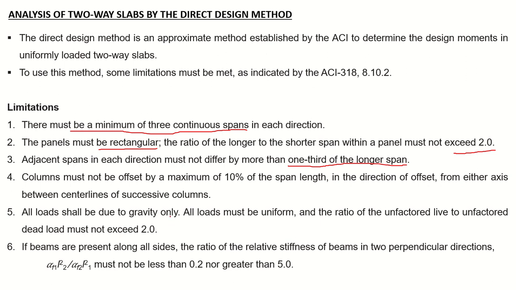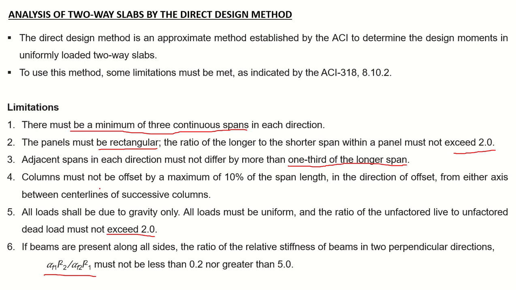There are no lateral loads, and loads must be uniform, and the ratio of unfactored live load to unfactored dead load must not exceed 2. If beams are present along all sides, that is, slab with beams, the ratio of relative stiffness of beams in two perpendicular directions, that is the ratio in the longer direction to the shorter direction, must not be less than 0.2 nor greater than 5. So these are the limitations that need to be addressed before starting the analysis of a two-way slab by the direct design method.